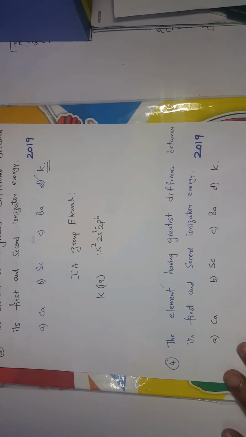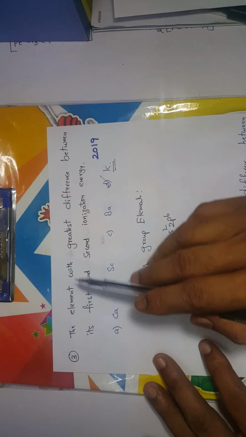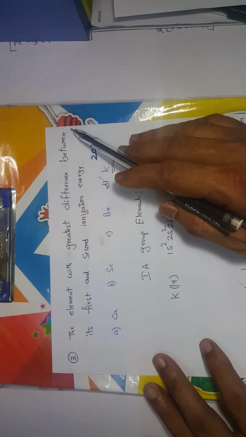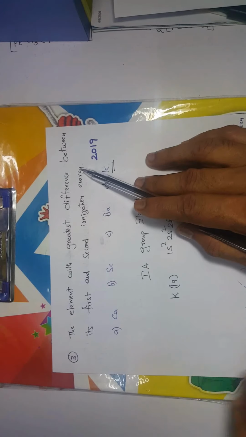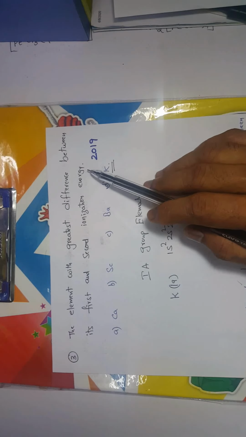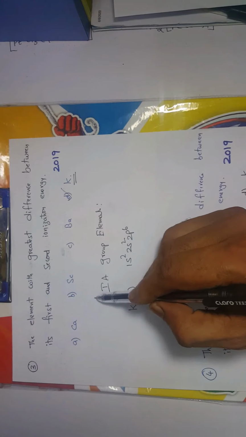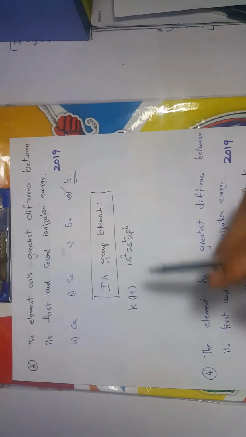Next, the third question. Both of these two questions were given in 2019. The element with the greatest difference between its first and second ionization energy. It is a very important one. If you see the difference between the first and second ionization energies, the greatest difference is in group 1A elements.